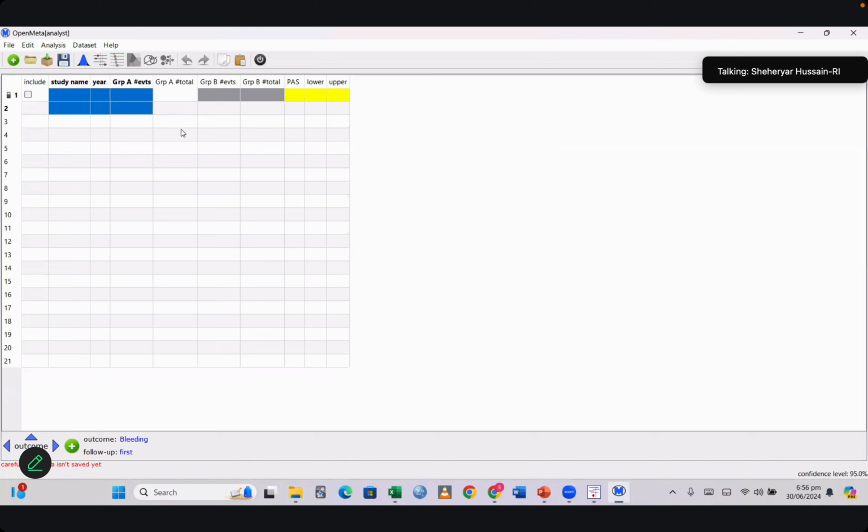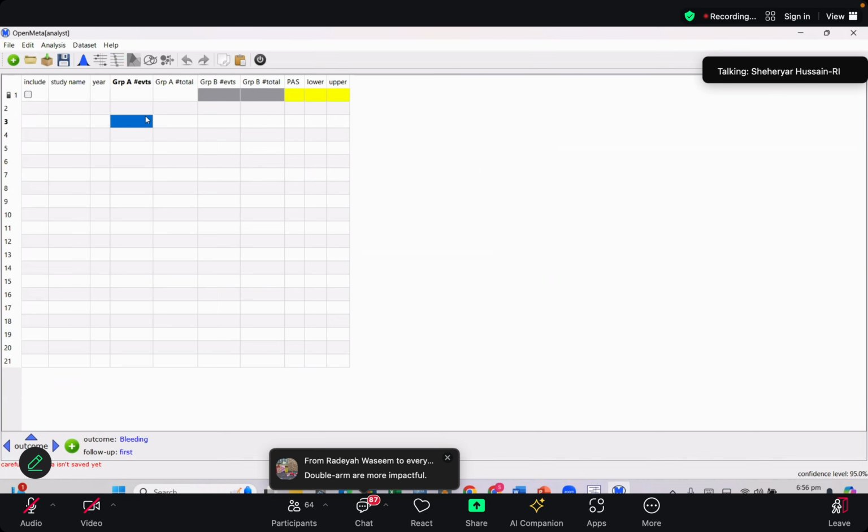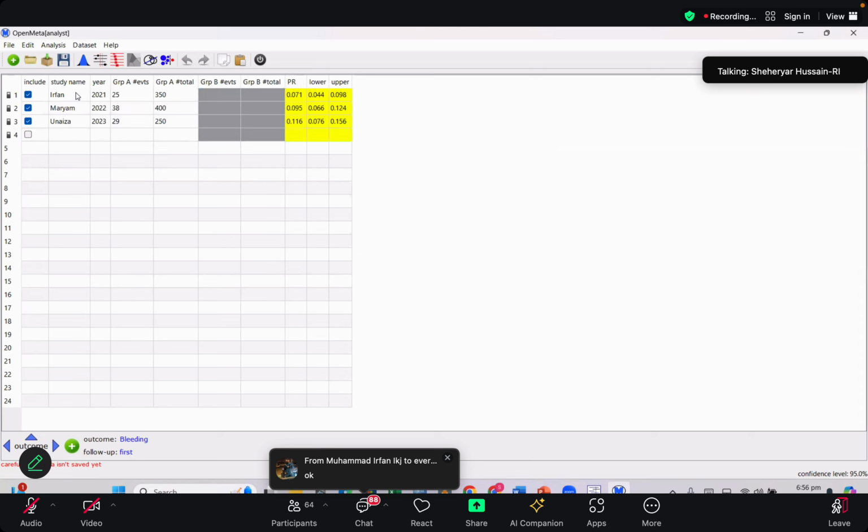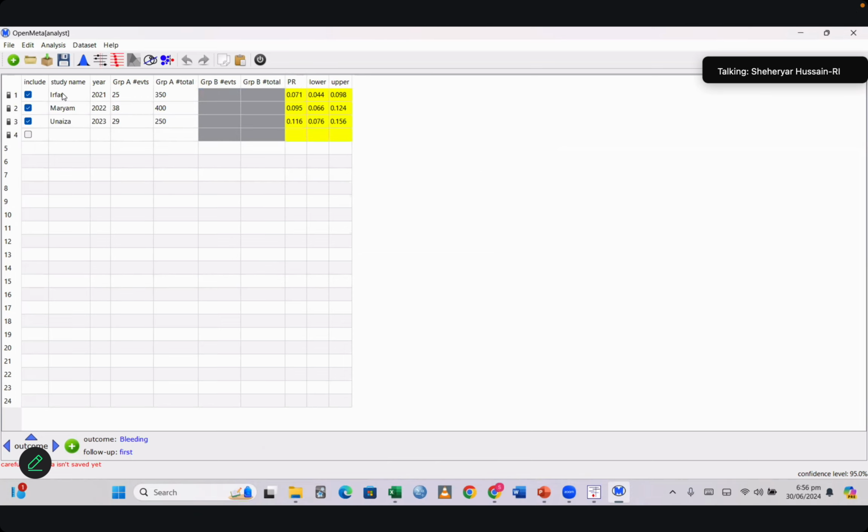Then I'll click finish. This screen will appear here. I need to mention only the data for group A, as you know that group B is your control group, but in single arm meta-analysis you do not have the control group, so it is already blank. You are not allowed to enter the data here. So I just pasted the data here.